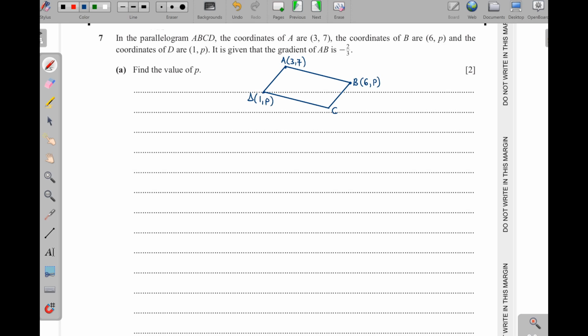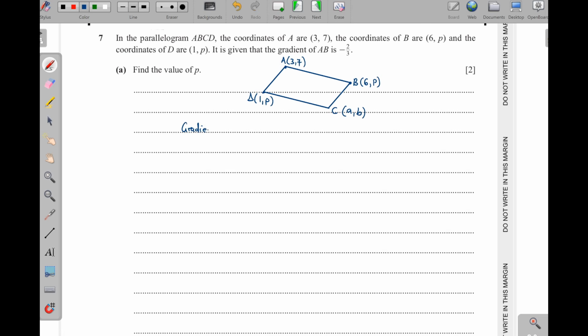So if this is (1, p), then that means this one has to be parallel. Yep, it is parallel to the x-axis because they have the same y coordinate. You see that? Then our C here, we don't know it. So let's say this is AB. Now here they said that the gradient of AB is negative 2 over 3.